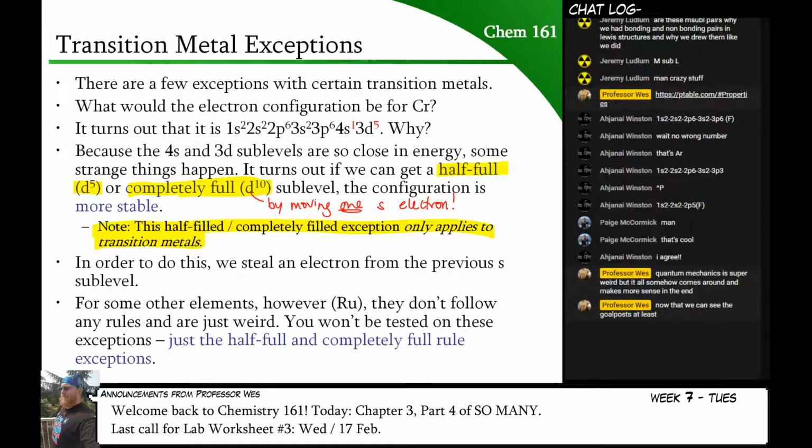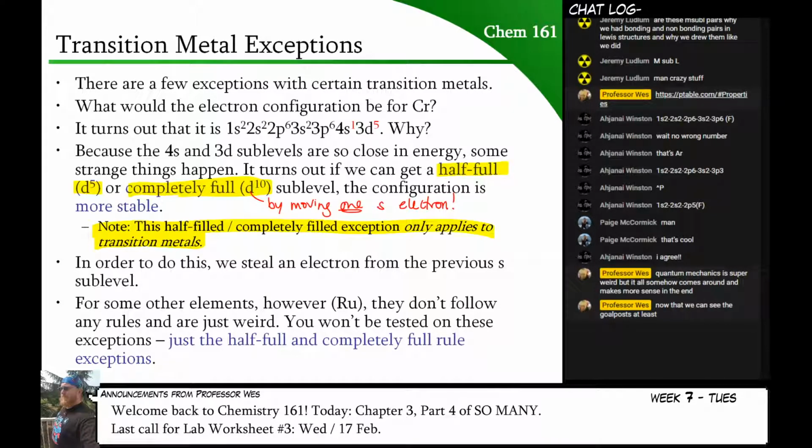Now, there are exceptions to these exceptions, and we're going to ignore them. Like, ruthenium is weird. As you cram all the energy levels together, the electrons just start to dance, and they just fill in sort of randomly. For the most part, they follow all the rules that we set out so far, and all the elements in the columns we just mentioned, so that would be the chromium group and then the copper group, will follow this half-full or completely full rule. We steal 1 electron at most. Those are the exceptions that I want you to know.